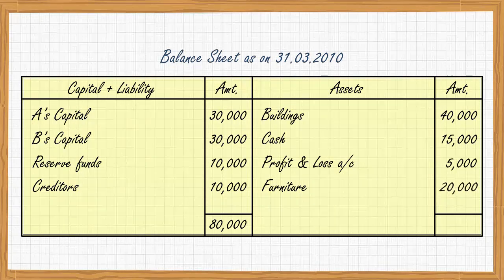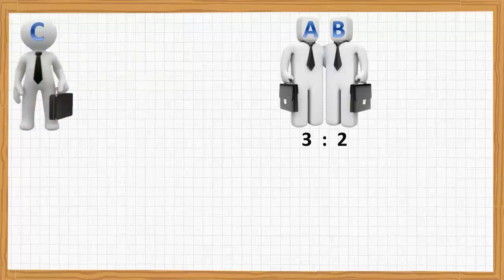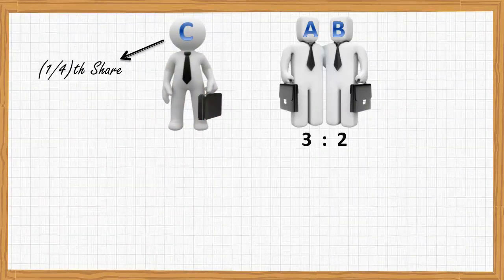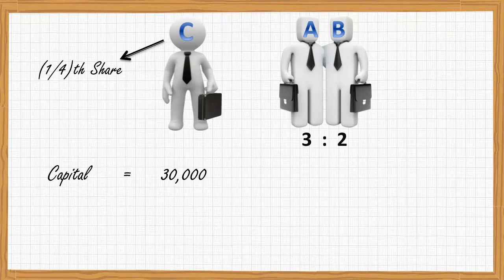And on asset side, building 40,000 rupees, cash 15,000 rupees, profit and loss account 5,000 rupees, furniture 20,000 rupees. And C comes as a new partner for 1/4 share. He brings 30,000 as capital and 5,000 for goodwill.